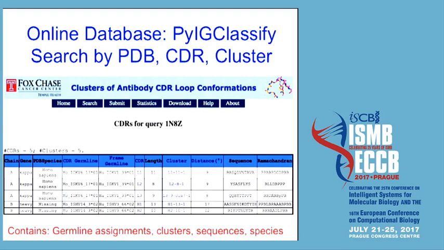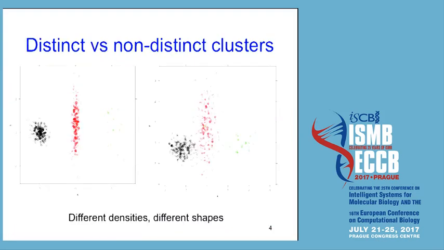But over the years, we've started to use a nomenclature, something like L1-11 star, which means a structure of a CDR of length 11 that's not near any one of our cluster centers. And as time goes by, the size of those starred clusters has gotten larger.